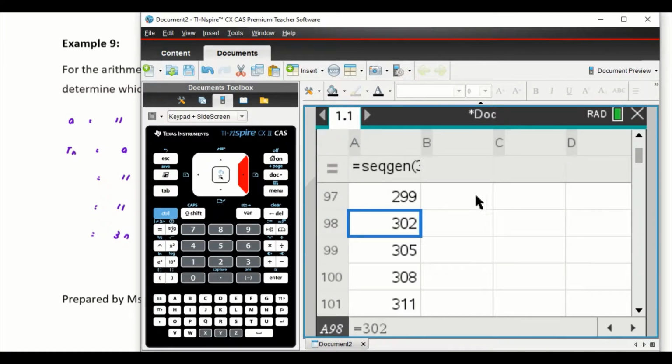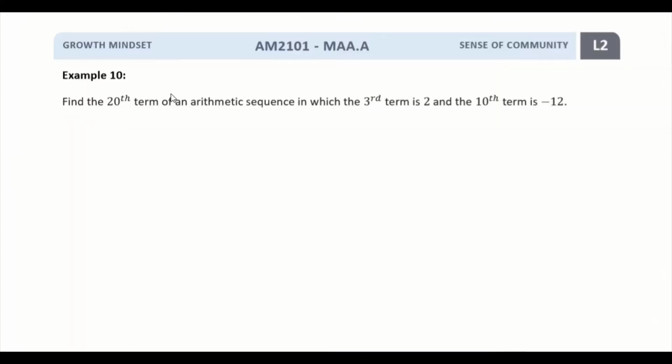Okay, so let's move on to example 10. Find the 20th term of an arithmetic sequence for which the third term is 2 and the 10th term is negative 12. For this question, I will show you two methods, and both are correct. It's just your own preference, but personally, I will encourage you to go for method 2, the simultaneous equations, because that would be a much more mathematical approach.